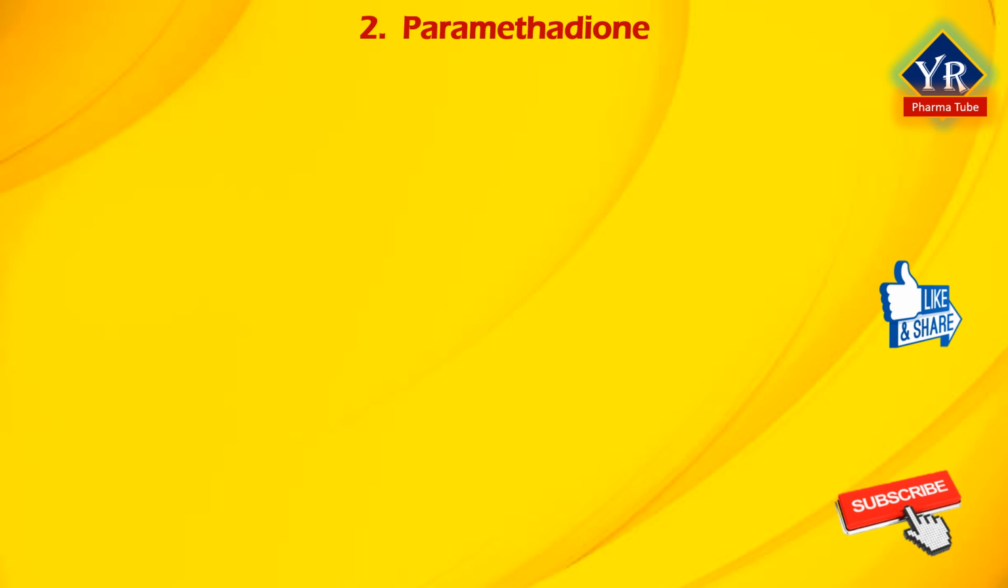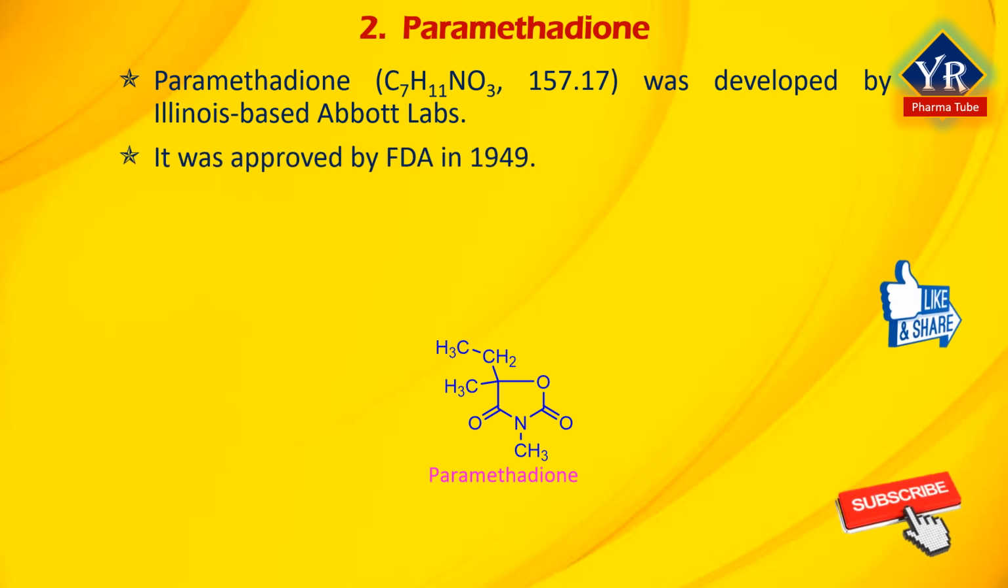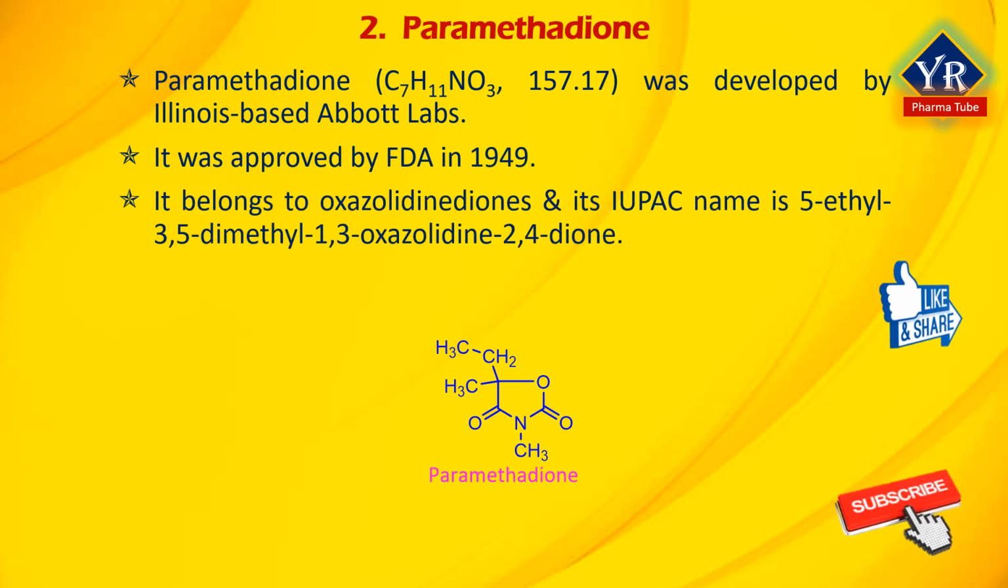Paramethadione. Paramethadione was developed by the Illinois-based pharmaceutical company Abbott Laboratories. It was approved by the FDA in 1949 for the treatment of absence seizures, also called partial seizures. It belongs to the category of oxazolidinedione and its IUPAC name is 5-ethyl 3,5-dimethyl 1,3-oxazolidine 2,4-dione. It differs from trimethadione only in the substitution of one methyl group with an ethyl group. It has a role as an anticonvulsant for the treatment of absence seizures, also called partial seizures.